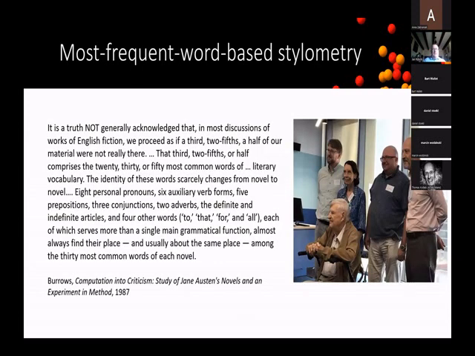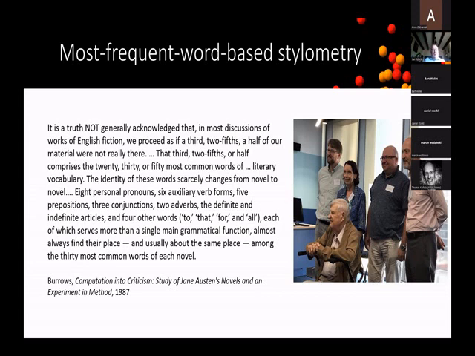Now, the most frequent word-based stylometry was introduced to the literary people with a famous book, Computation into Criticism, a study of Jane Austen's novels and an experimental method by this great gentleman sitting there in that picture, John Burrows, God rest his soul. Obviously linguists knew that. I mean, certainly we know about Zipf's law that says things like that.